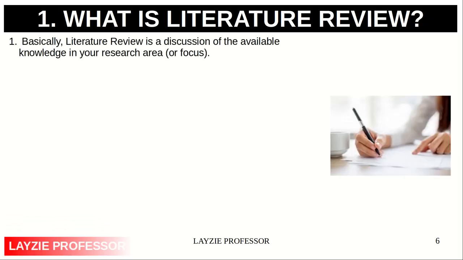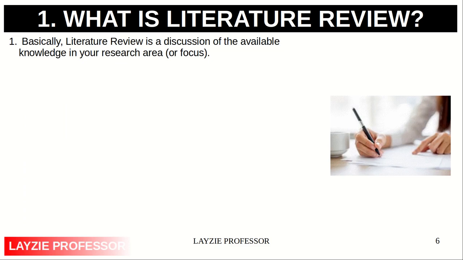Basically, literature review is just a discussion that you do as a researcher. And that discussion is based on the available knowledge in your research area of focus. Because even before you set out to do research, your research must be focused in a particular area. So if you want to work on something related to, let's say, food, then it must be related to food. You discuss various things, the knowledge base within that particular research focus, the various types of foods, and all those kinds of things. These are the things that you discuss.